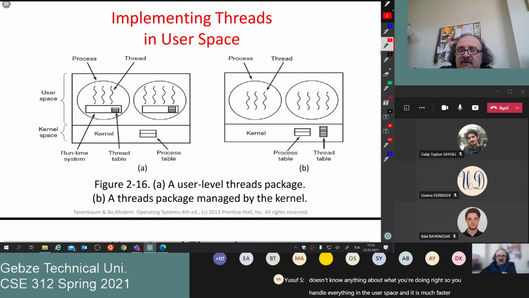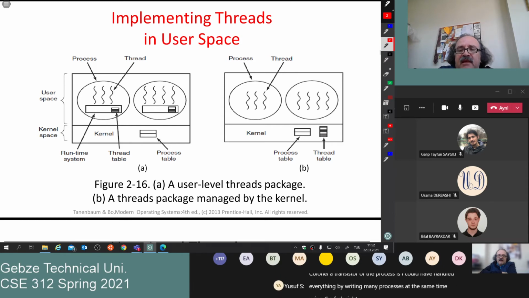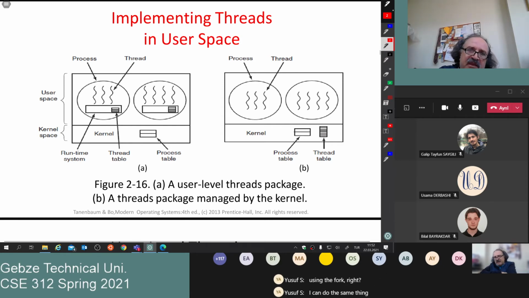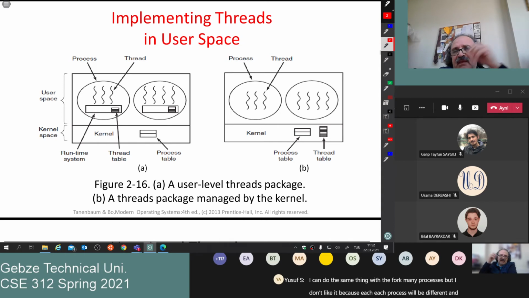It is much faster. What was the idea of using the kernel threads instead of the processes? I could have handled everything by writing many processes at the same time using the fork, right? I can do the same thing with the fork, many processes, but I don't like it because each process will be different, and switching between them is going to take lots of time, context switching. But with the threads, I keep the same address space. So the same idea. Without asking anything to the operating system, I am handling everything in the user space. This is much faster.